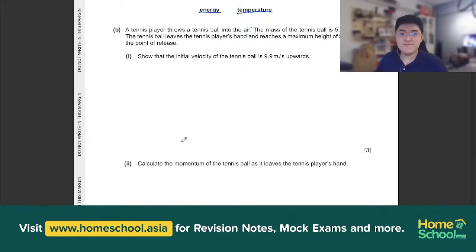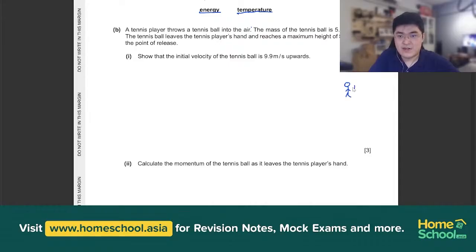Okay, so now part B. Let's go through this question. A tennis player throws a tennis ball into the air. The mass of the tennis ball is 5.8 times 10 to the power of minus 2 kilograms. The tennis ball leaves the tennis player's hand and reaches a maximum height of 5 meters above the point of release. So essentially, this is the tennis player.